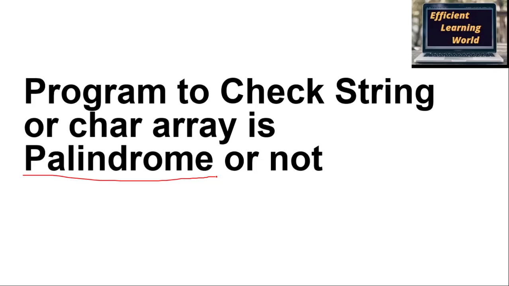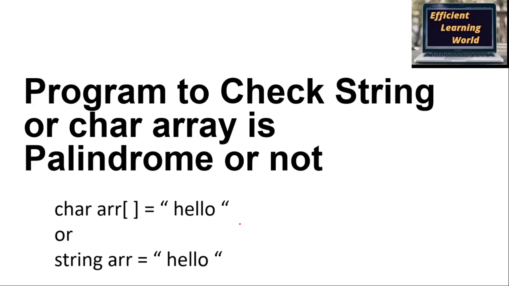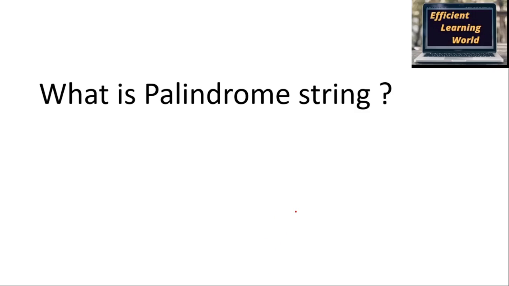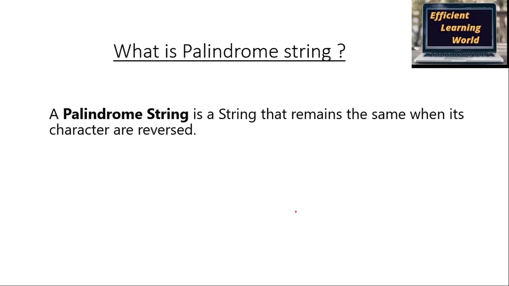As we know, a string can be of type character array and string as well. So I will explain both methods, the palindrome string program for a character array as well as for a string. Before starting the actual coding of this program, I would like to explain what a palindrome is. Basically, a palindrome string is a string that remains the same when its characters are reversed.